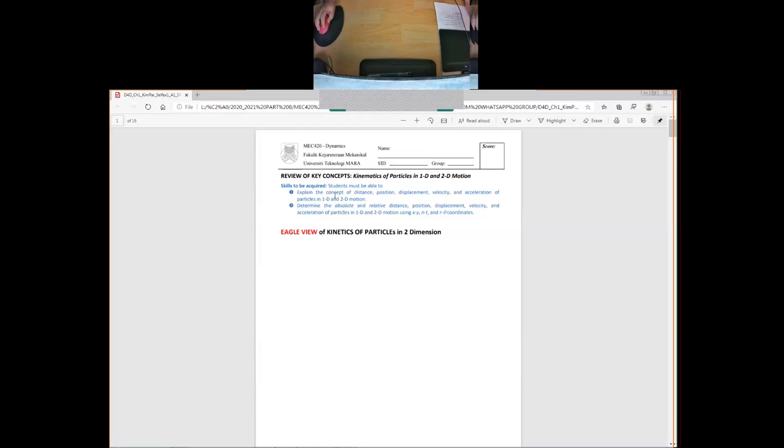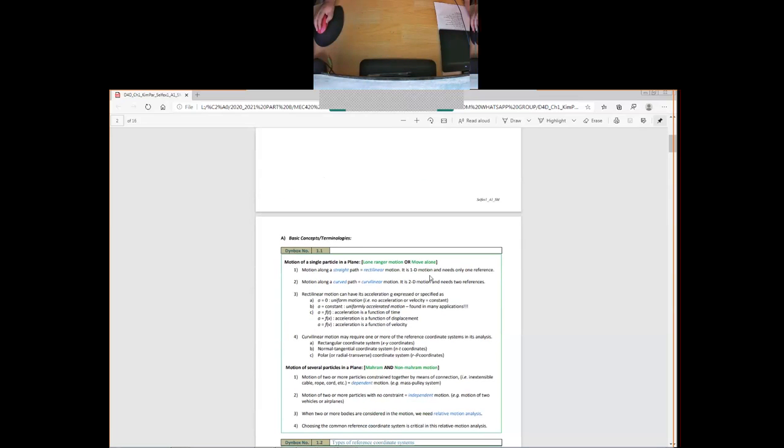A student should be able to explain the concept of distance, position, velocity, and acceleration of particle in one-dimensional and two-dimensional, and then determine absolute and relative distance, position, displacement, velocity, and acceleration of particle in one-dimensional and two-dimensional using x-y, this is Cartesian, and n-t, this is normal and tangential, r and theta. These are the popular ones that will be mostly used in our course.